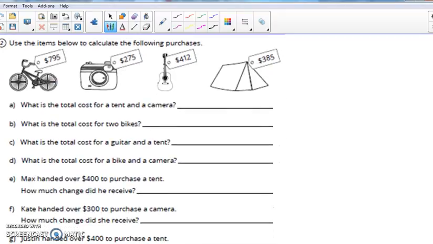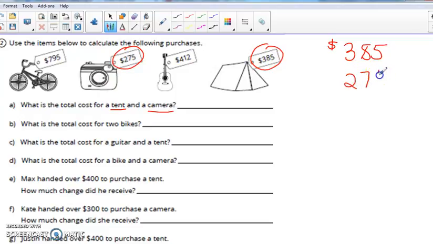All right, the next part here. Calculate the following purchases. Looks like some vertical three-digit addition. What is the total cost for the tent and a camera? Here's the tent, $385. Let's put this over there. Feel free to get a scrap worksheet or even use the back of this worksheet to work these answers out. Here's the cost of our camera, $275. And remember, it's very important that you line up the digits in the correct column. Okay, you know how it goes.